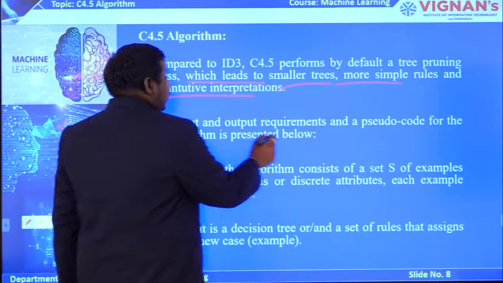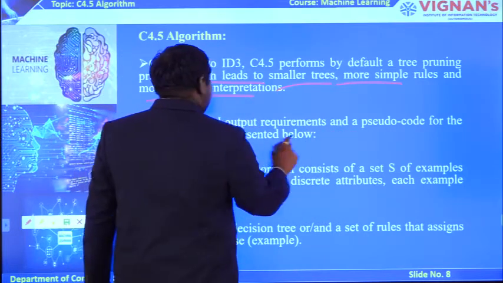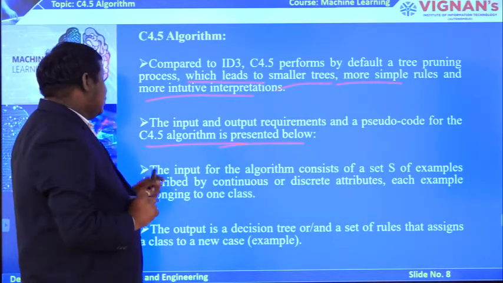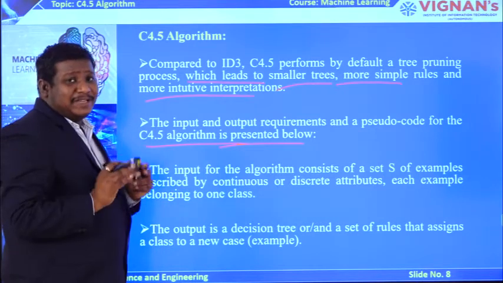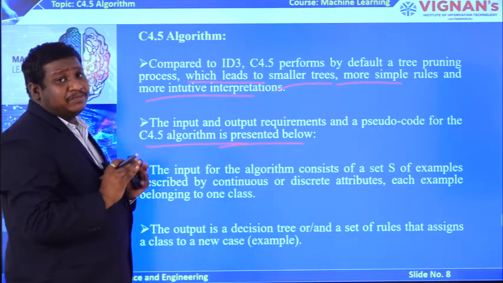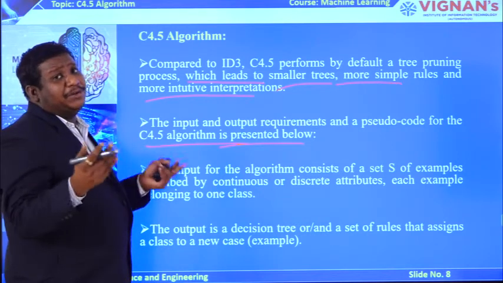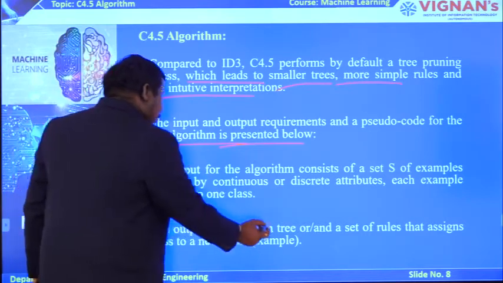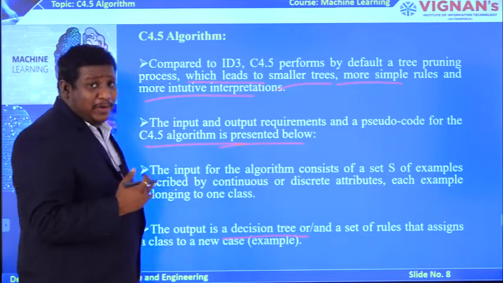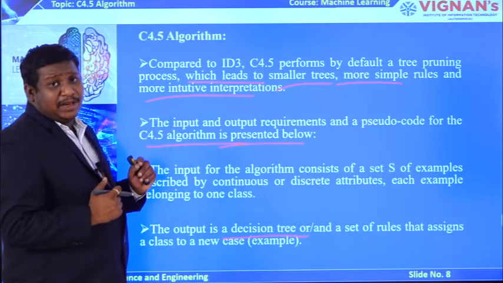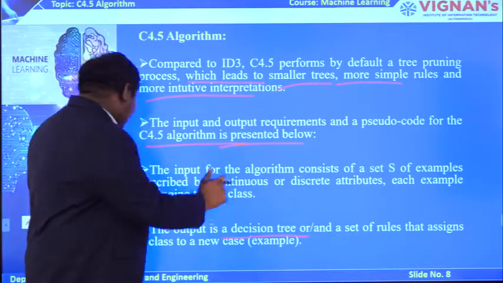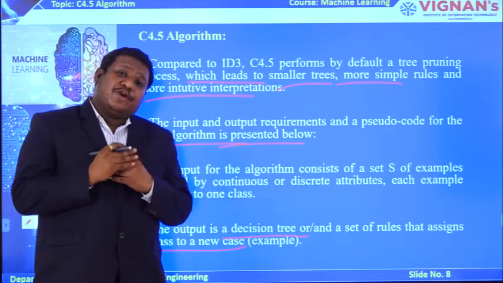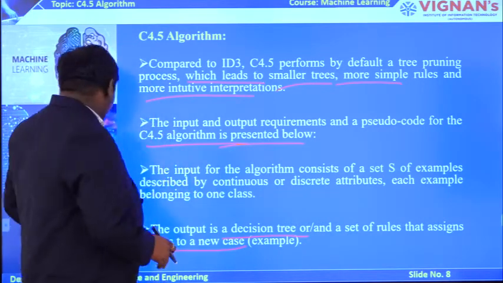The input and output requirements and a pseudocode for C4.5 are represented below. The input for the algorithm consists of a set S of examples described by continuous or discrete attributes. Suppose set S has elements with both continuous and discrete variables; any type of data variables can be in the set S. Then the output is a decision tree. So, the output we are expecting from this C4.5 algorithm is a decision tree, and a set of rules that assign a class to a new case. So, we are applying a decision tree which will follow a set of rules. That is what we are going to work on in C4.5.